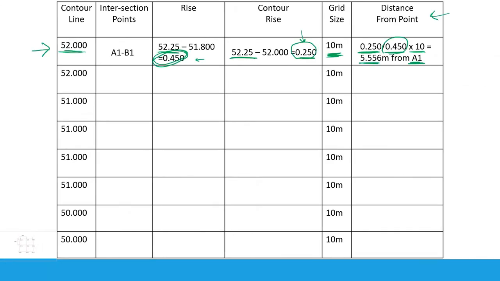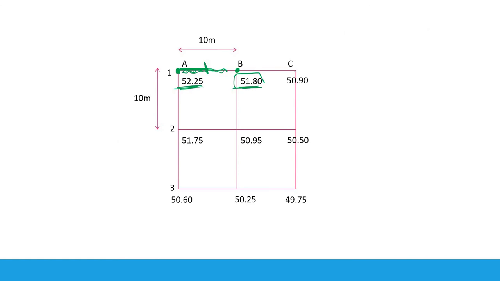Let's complete this table to calculate the locations of all of the contour lines. Let's find out between any other two nodes or two intersection points we have a contour line of 52. Now between B1 and C1, when I move from 50.9 to 51.8, I don't have 52. Okay, so I don't have 52 here. Now when I move from C1 to C2, from 50.5 to 50.9, I don't have 52. When I move from 50.5 to 50.95, I don't have 52 here. And also here I don't have, and here from 49 to 50 I don't have, 50 to 50 I don't have, 50 to 51 I don't have, 51 to 52.25 I have one here.